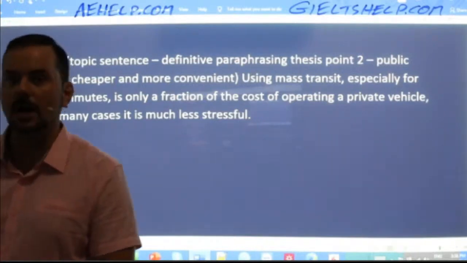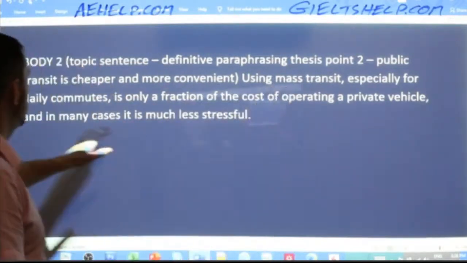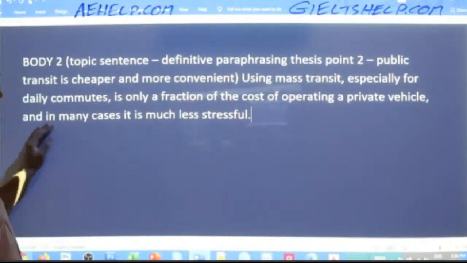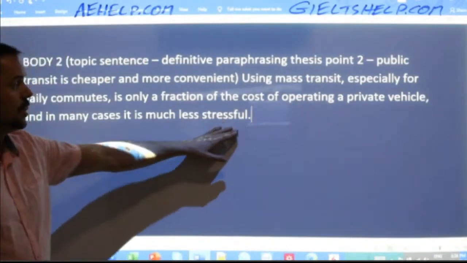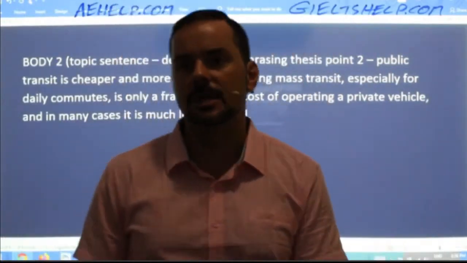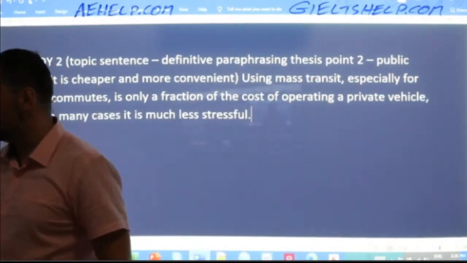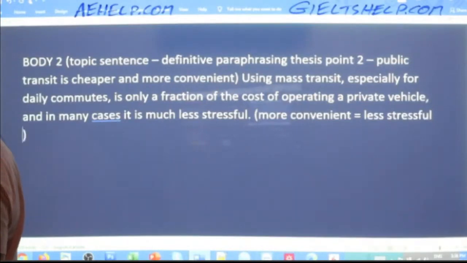Okay, so descriptive paraphrasing. So here's what I'm writing for my topic sentence. Using mass transit, especially for daily commutes, is only a fraction of the cost of operating a private vehicle, and in many cases, it is much less stressful. Okay, so less stressful is arguably the same as convenient. What type of paraphrasing am I using here? For those members that have been a part of these lessons for a long time, what kind of paraphrasing am I using with this type of paraphrasing? Okay, what do we call that type of paraphrasing?